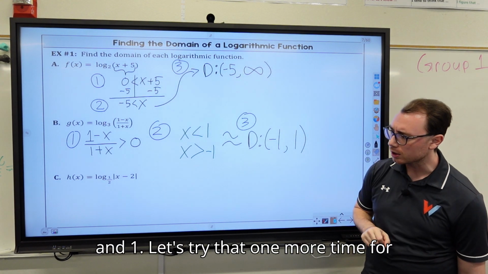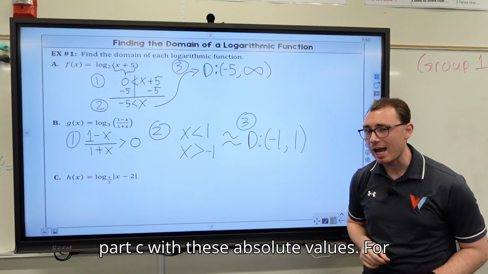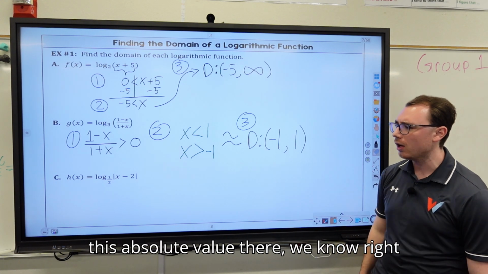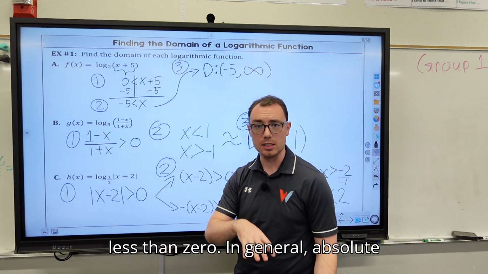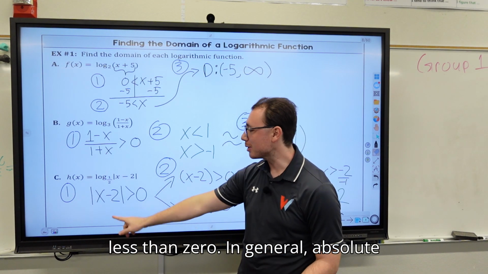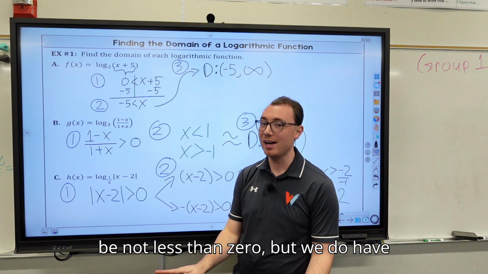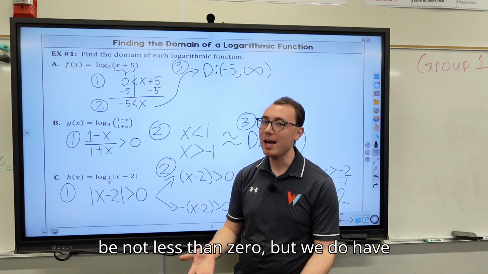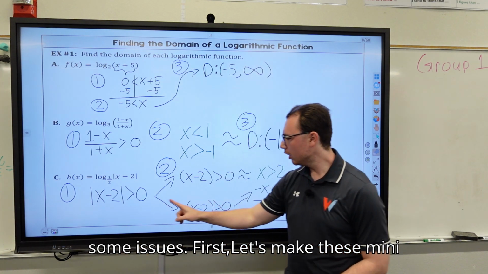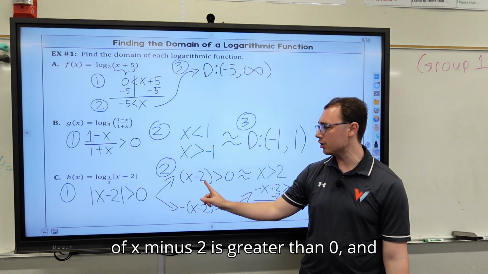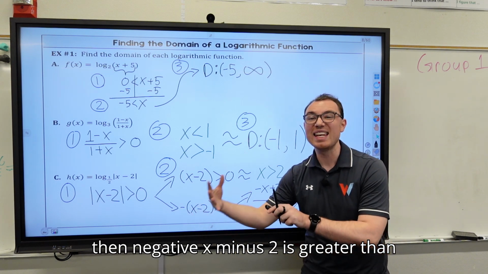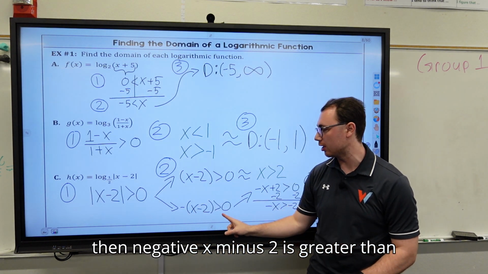Let's try that one more time for part C with these absolute values. For this absolute value there, we know right off the bat that we don't want this to be less than 0. In general, absolute values make it really easy for things to be not less than 0, but we do have some issues. First, let's make these mini inequalities where we have x minus 2 is greater than 0, and then negative x minus 2 is greater than 0.